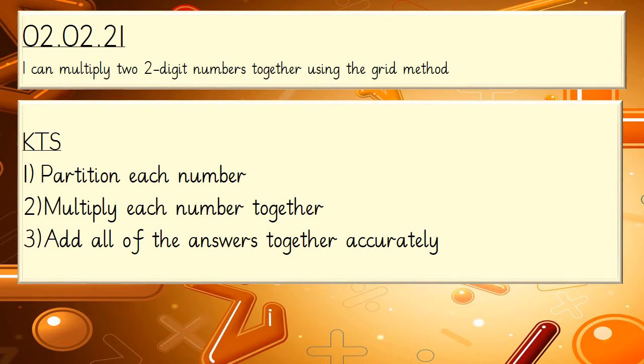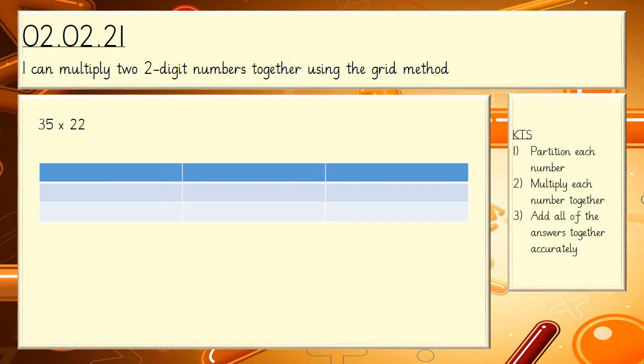So our key to success, let's just recap because it's the same as yesterday. Remembering to partition each number, then multiply each number together before then adding all of the answers together accurately. Okay then, let's have a look at the recap of what we did yesterday. So we've got 35 multiplied by 22. So I'm going to partition 35, which would then be 30 and 5. I'm then going to partition 22, which would be 20 and then 2.